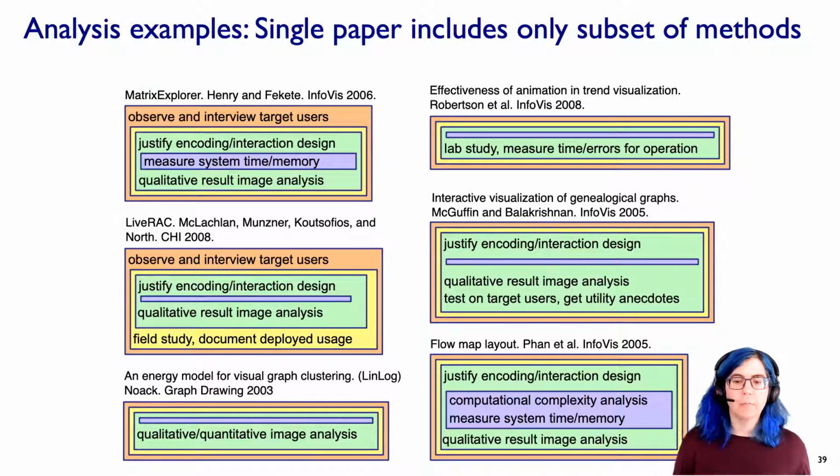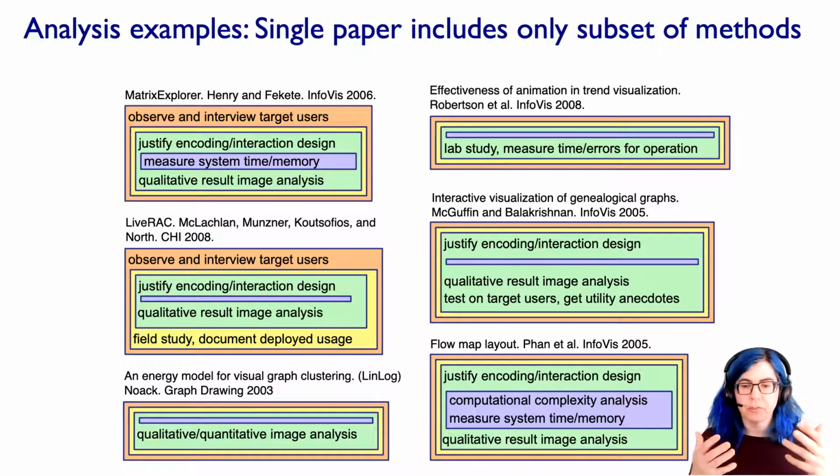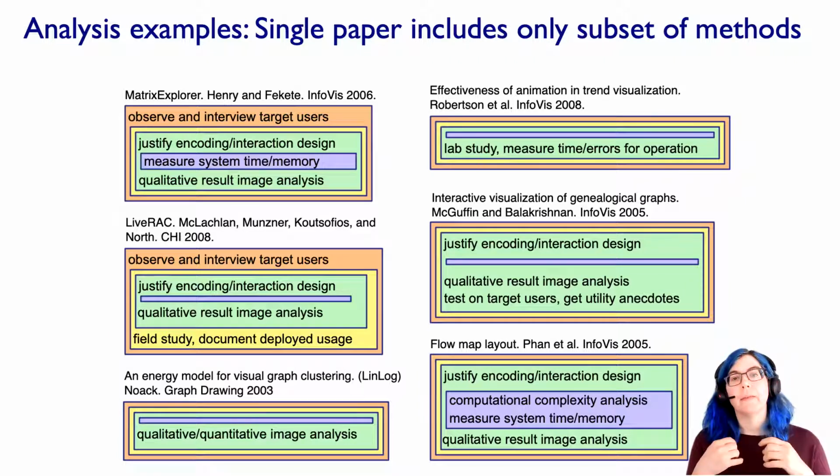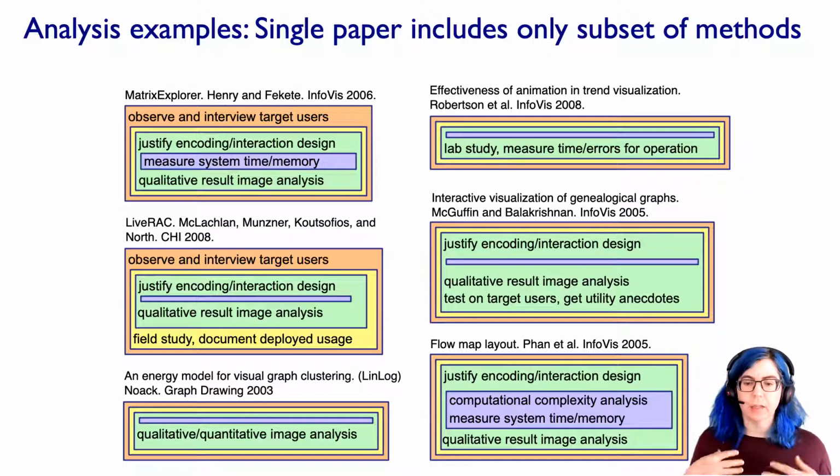And then finally, a system on flow map layout by Phan et al. from Stanford had their justification where they did discuss design alternatives and justified their choices. They did complexity analysis from a theoretical point of view and also did computational benchmarks. And then finally, back at the idiom level again, had qualitative result image analysis.